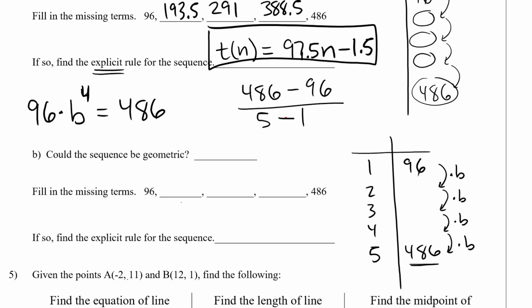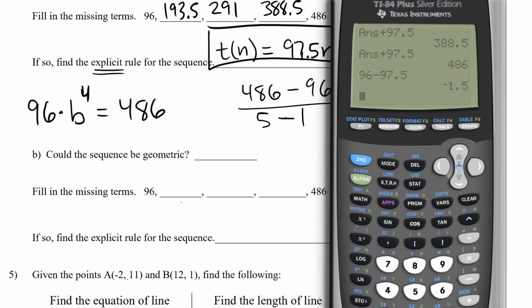It's not as bad as it looks, and maybe it doesn't look bad to you, but let's get b to the 4th alone by dividing both sides by 96. So I'm going to take the 486 and divide by the number 96. And when I do that, I get 5.0625. So let's write this down anyways. So b to the 4th is 5.0625.